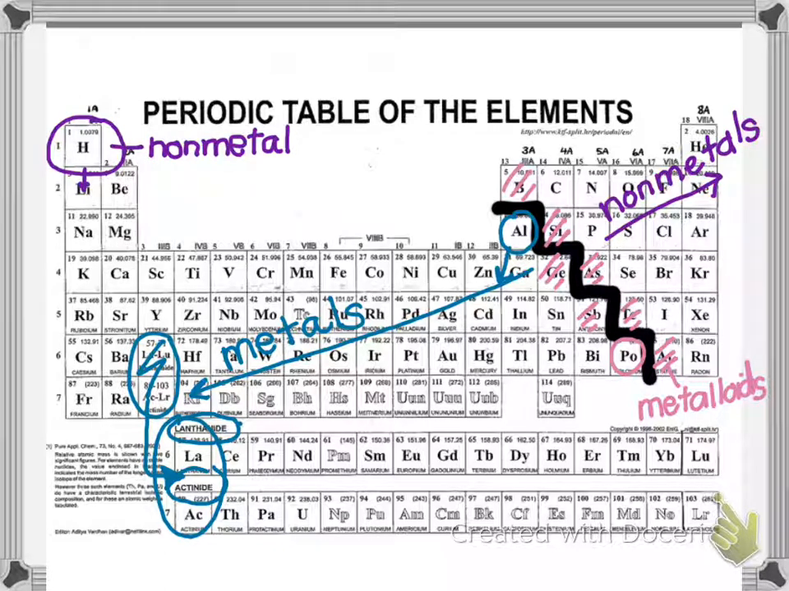Now, for example, if I said to you, is chromium a metal, nonmetal, or metalloid, all you have to do is find chromium. Here's chromium right there. So chromium is on the metal side. This guy is a metal. Or if I said bromine, is bromine a metal, a nonmetal, or a metalloid? You find bromine on the periodic table, and it's an example of a nonmetal.